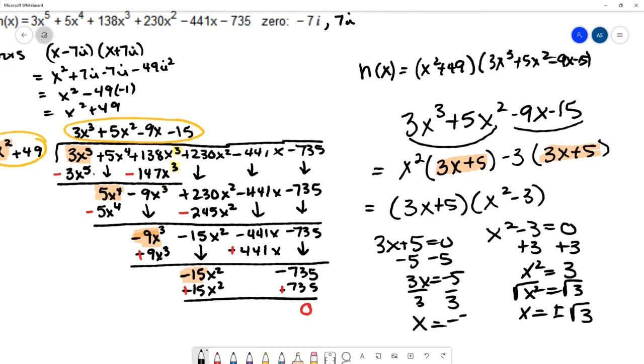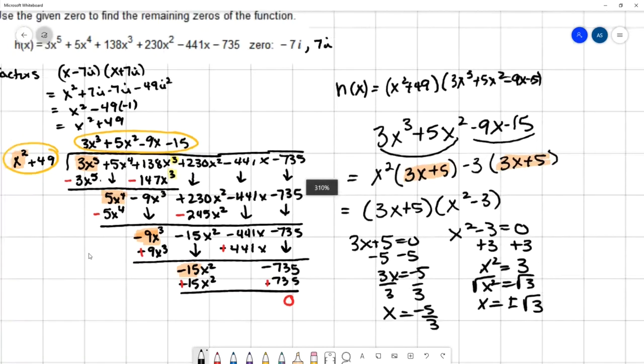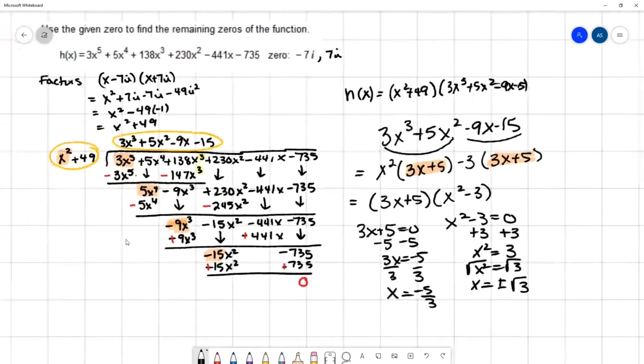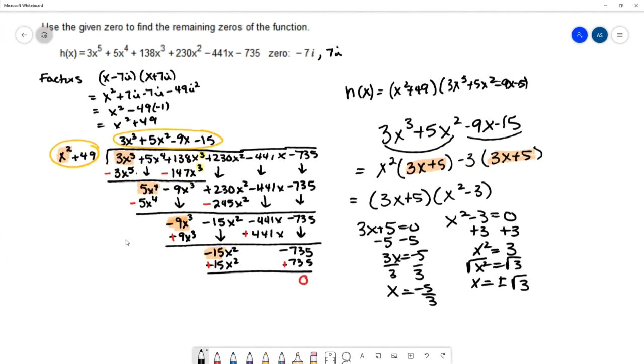So we've got now all of our zeros, because this is a 5th degree polynomial, it has 5 zeros. The zeros are negative 7i, 7i, negative 5/3, and positive square root of 3 and negative square root of 3.